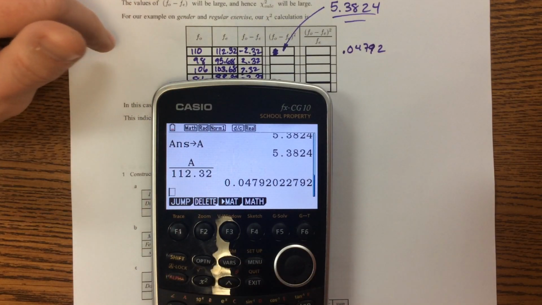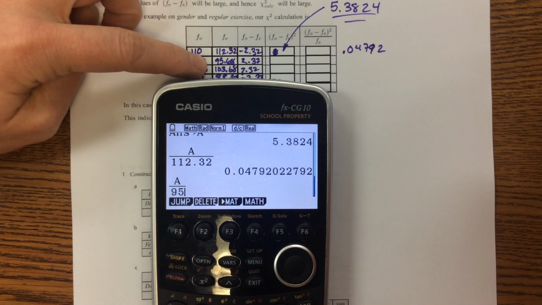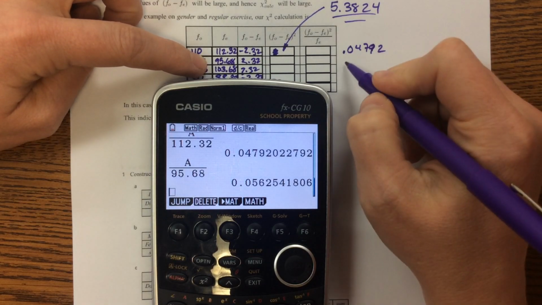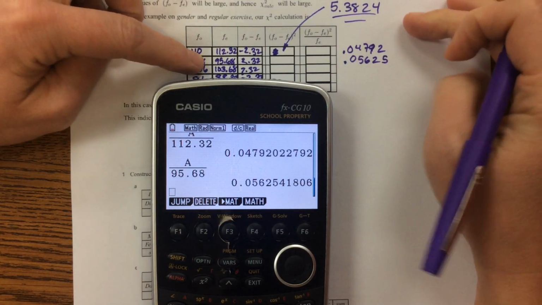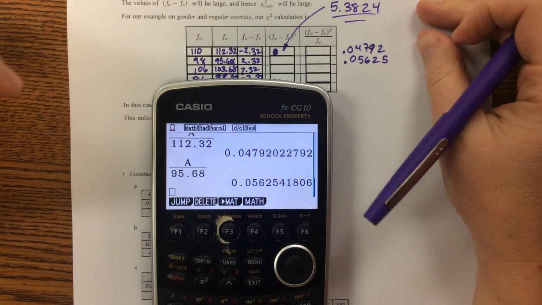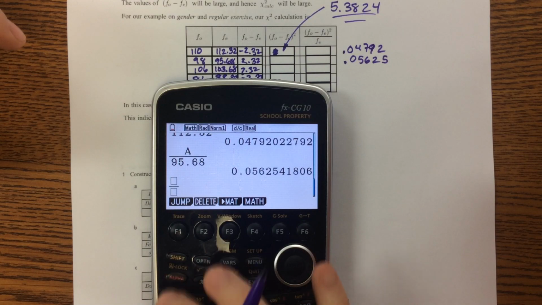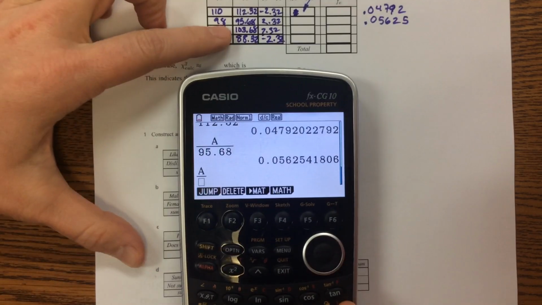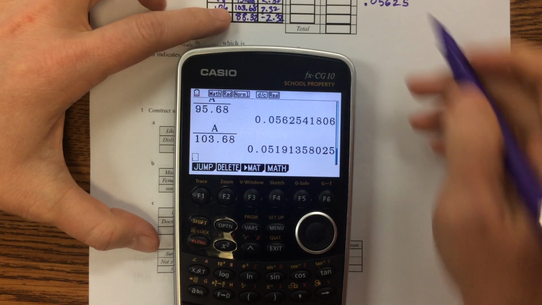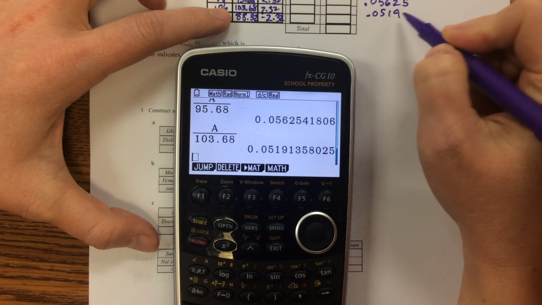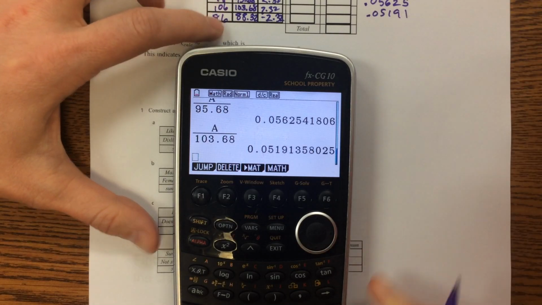Then the next one is A is going to get divided by 95.68, 0.05625. I know that this is more decimals than IB normally likes, but let's hang on to them because then you can see, we'll round later. Then I have A over the next one, this expected value is 103.68, 0.0519. Okay.